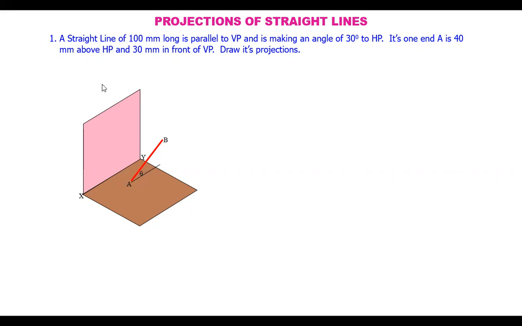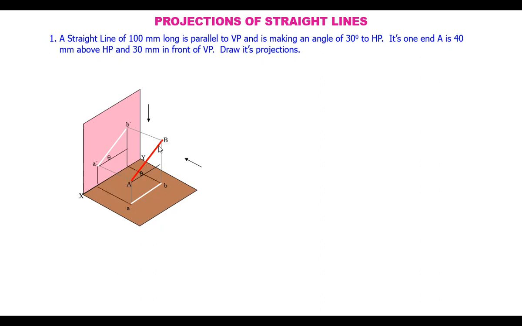Its one end is 40 mm above HP and 30 mm in front of VP. So this is the line. If you observe, this point is 40 mm above the horizontal plane and the entire line is 30 mm in front of VP. This distance is 30 mm.